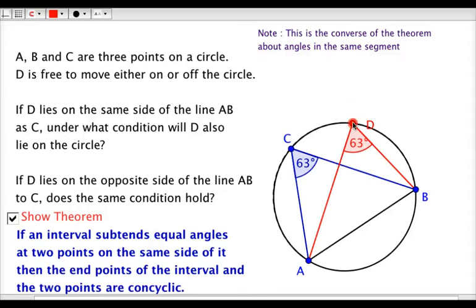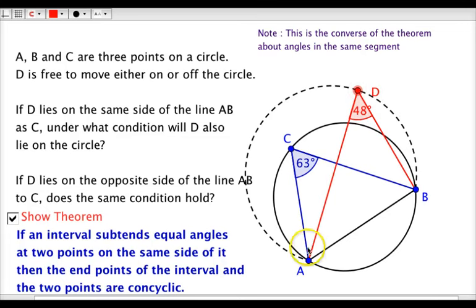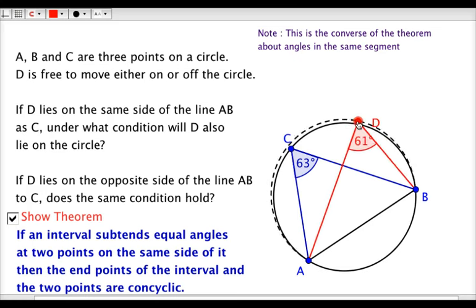So girls, when that point D is not on the circle, I do not have angles in the same segment, or angles at the circumference subtended by the same chord are equal. But when I move point D to the circle, I do get that theorem: angles in the same segment, or angles at the circumference subtended by the same chord AB or arc AB, are equal.